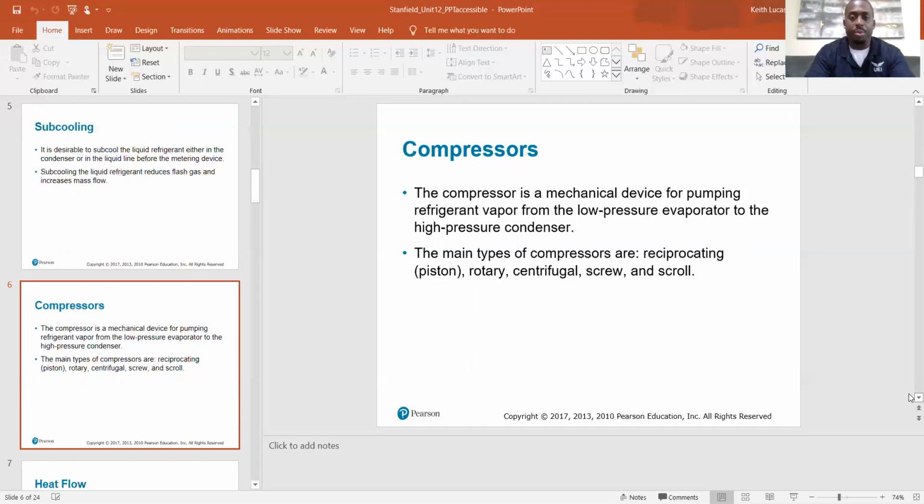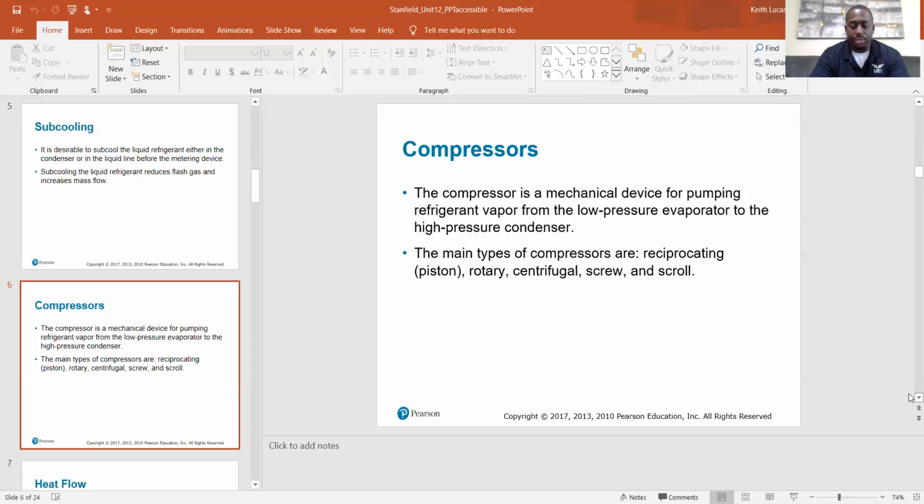Compressors. The compressor is a mechanical device for pumping refrigerant vapor from the low pressure evaporator to the high pressure condenser. The main types of compressors are reciprocating, rotary, centrifugal, screw, and scroll compressors.